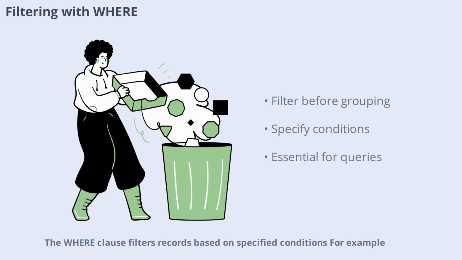The where clause filters records based on specified conditions. For example, select from employee where department equals sales. Where is used before grouping and is essential for narrowing down your data to relevant results.